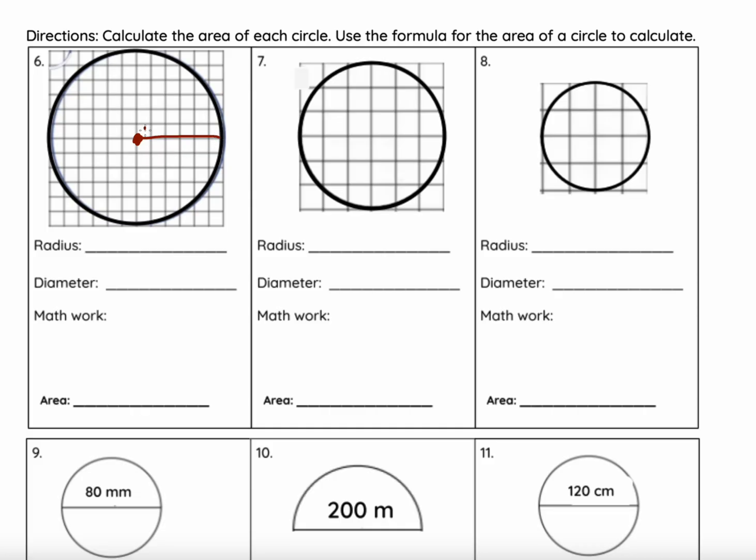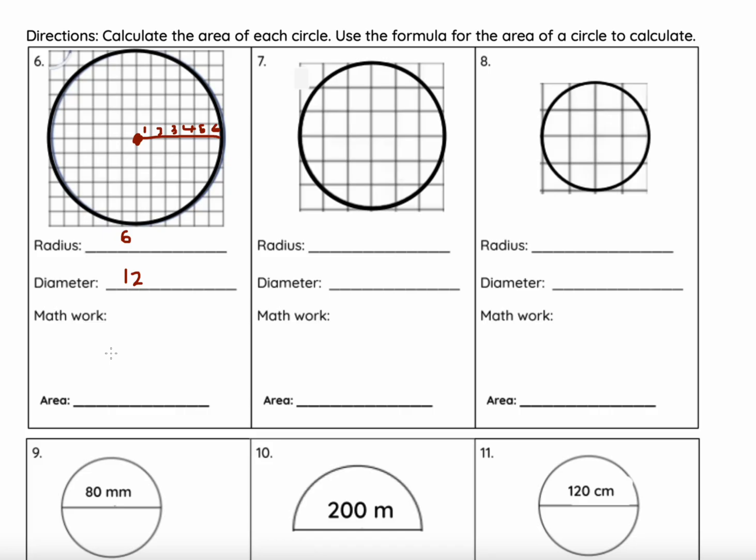Now I'm going to count the spaces. 1, 2, 3, 4, 5, and 6. So in this case, the radius is 6. Now it asked me for the diameter. I don't really need the diameter. I know it's twice the radius though, which is 12. 6 times 2 is 12.